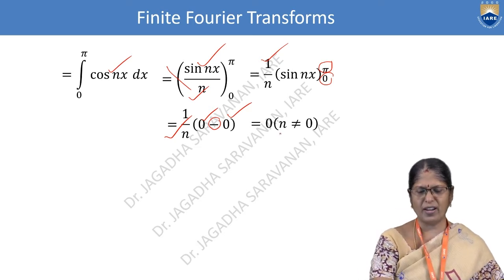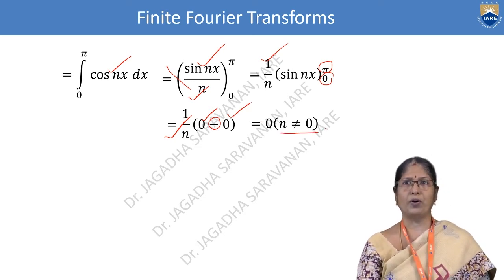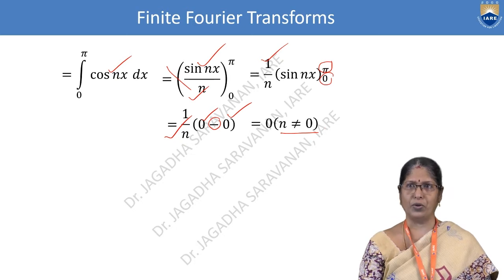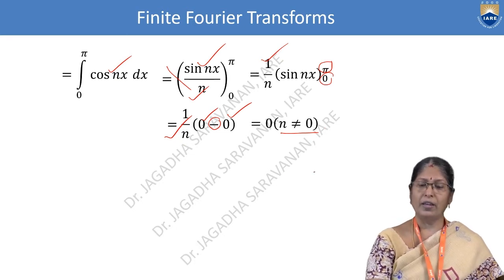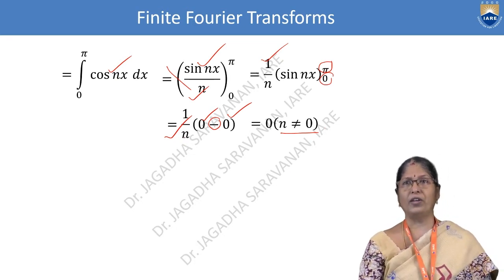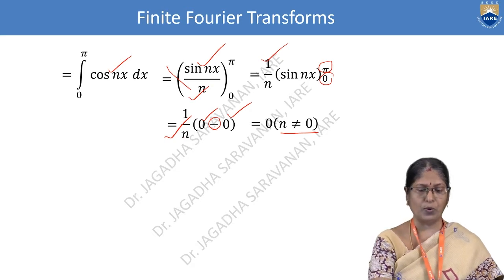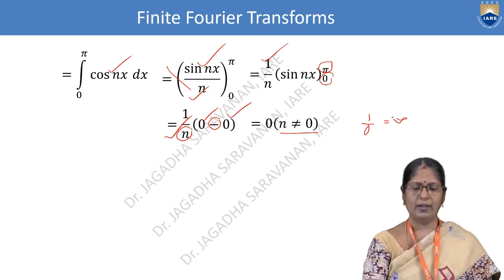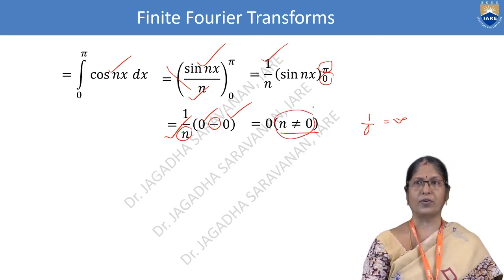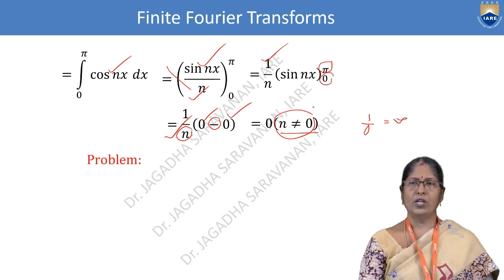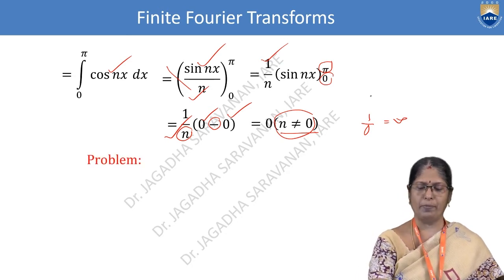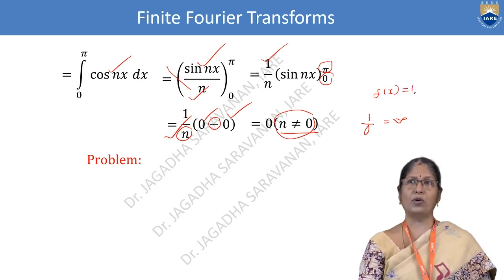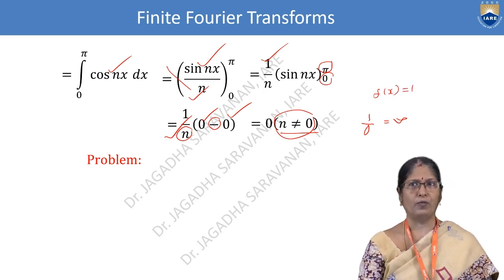But strictly, here we wrote that n should not be equal to 0. The reason is, if n takes the value 0, 1 by 0 is infinity. It should not be there. That is the reason it is written here. So the complete problem, f of x equal to 1 in the interval 0 to pi, we completed.